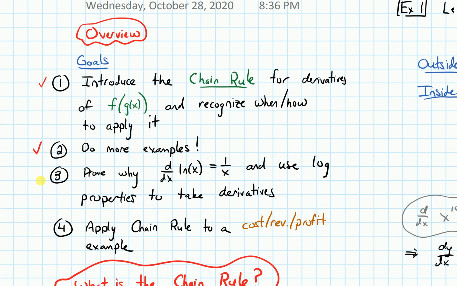All right, in terms of our goals, we have done goal 3. We've proved why the derivative of ln of x is 1 over x, and we've done an example using log properties to take derivatives. So we're continuing to increase the level of difficulty with these examples. In the next video, we will do an application of the chain rule to a cost revenue profit problem.